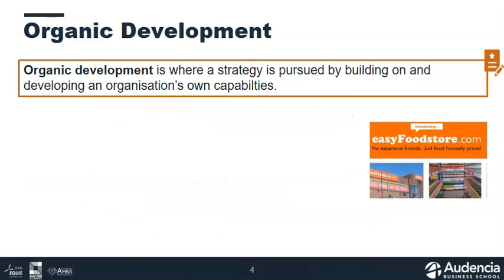So the first choice that we had in our listing was, well, we can just grow by ourselves. So organic development is the default method for pursuing a strategy. It's basically doing it yourself. This is where a strategy is pursued by building on and developing an organization's own capabilities. There are 5 principal advantages to doing organic development. The first would be knowledge and learning. By using the organization's existing capabilities to pursue a new strategy, it can enhance its learning and its knowledge in the organization, and this is a true benefit.